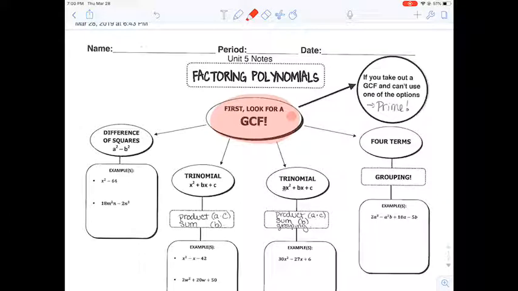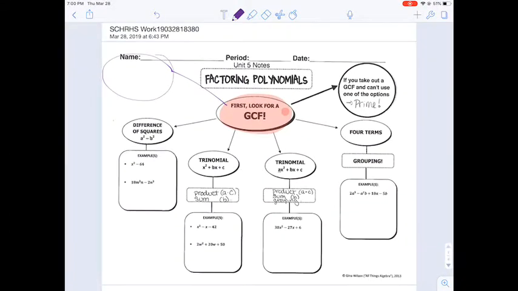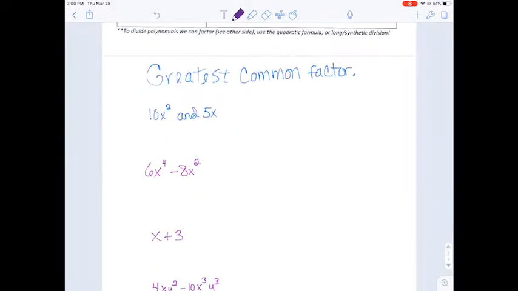So I'm going to jump down and do a few examples. You can put this in your notebook, and then it might be a good idea to add one of those examples up here, just so you can have that to refer to later. All right, so let's take a look here.